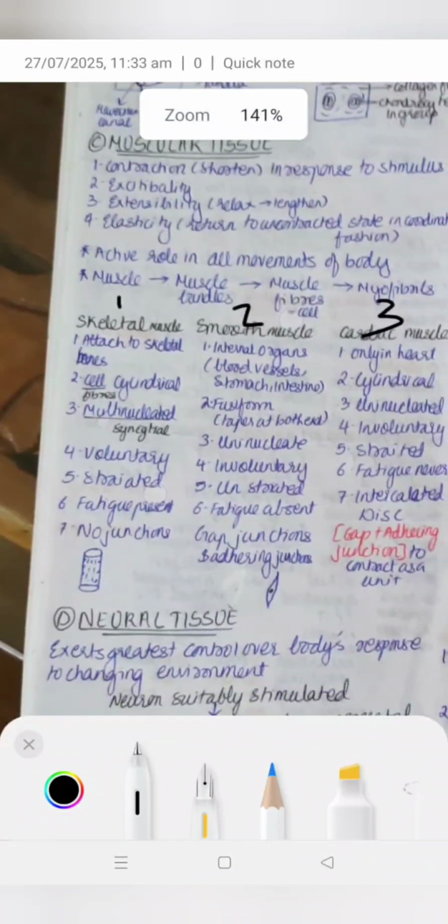Skeletal muscles are attached to the skeletal bones, and the cells or fibers are cylindrical, multinucleated, voluntary, striated, fatigue is present, and there are no junctions. I'm repeating: skeletal muscles obviously attach themselves to skeletal bones, they are multinucleated, voluntary, having striations, with fatigue present, and there are no junctions like the intercalated disc which is present in cardiac muscles.